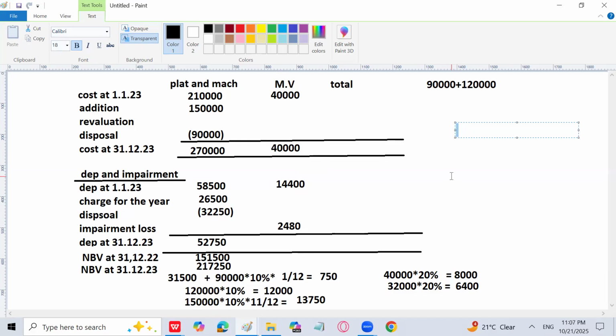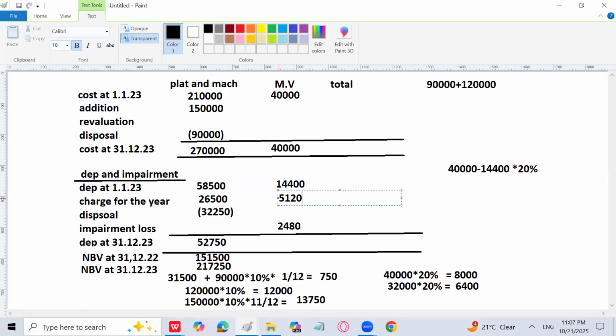Now I have to calculate the charge for the year. The impairment loss has occurred after the charge for the year. So for the charge for the year, I calculate 40,000 minus 14,400, because it is the reducing balance method, multiplied by 20%. So the answer is 5,120. So I can write here 5,120. That is going to be the charge for the year. Please calculate it for me. I hope that I have solved it right, but still, you can check whether it is wrong or right.